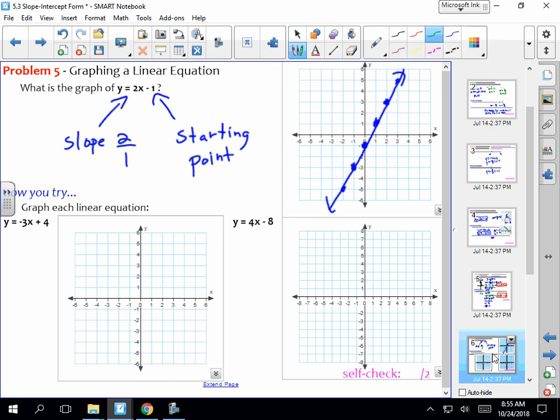Where do I start here on this? Now you try one. -3x plus 4. Where do I put my dot? Right at 4 on the y-axis. Some students will want to put it on the x-axis, but we don't. This is the y-intercept. Put a 4 right there.